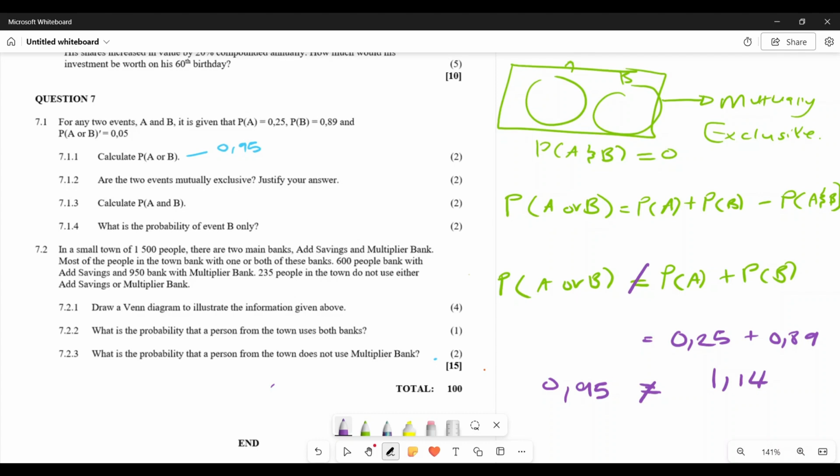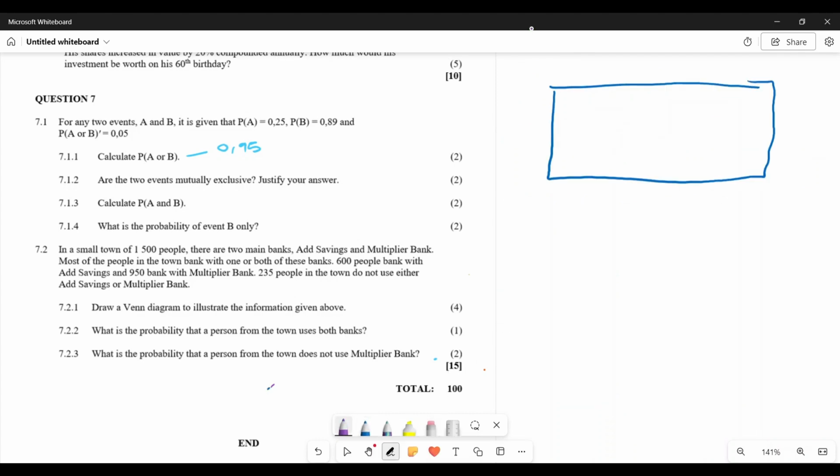Now, taking that into consideration, let us answer the preceding question. So I'm trying to draw the two events. This would be the first event.